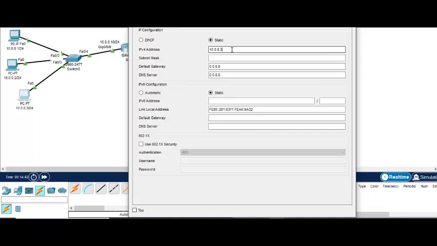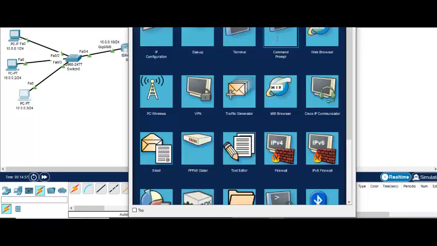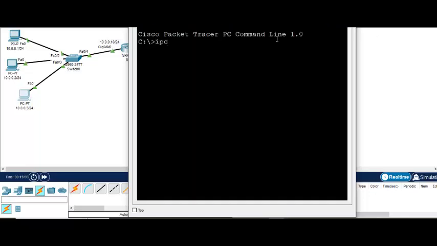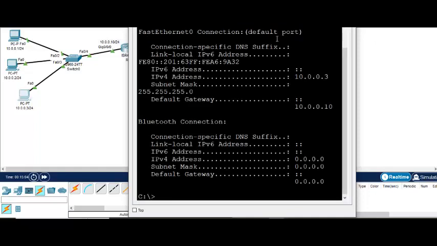Now tell me what will be the gateway? It's 10.0.0.10. Now I should be pinging from here to 3.3.3.3. We will be able to ping from anywhere to anywhere.